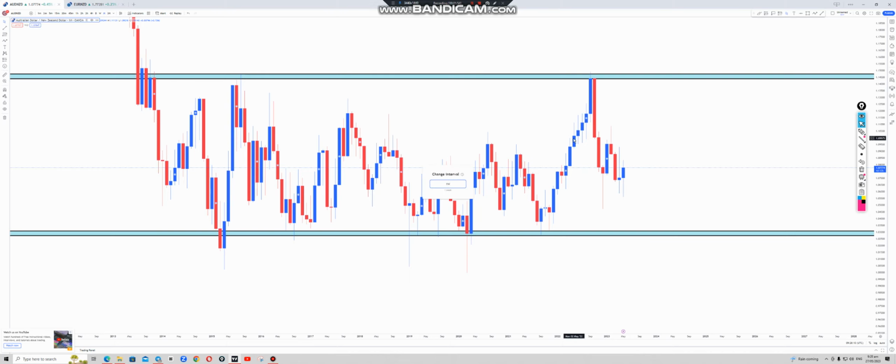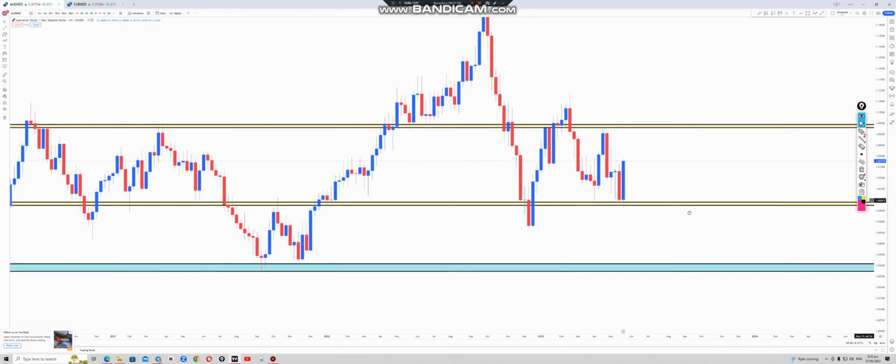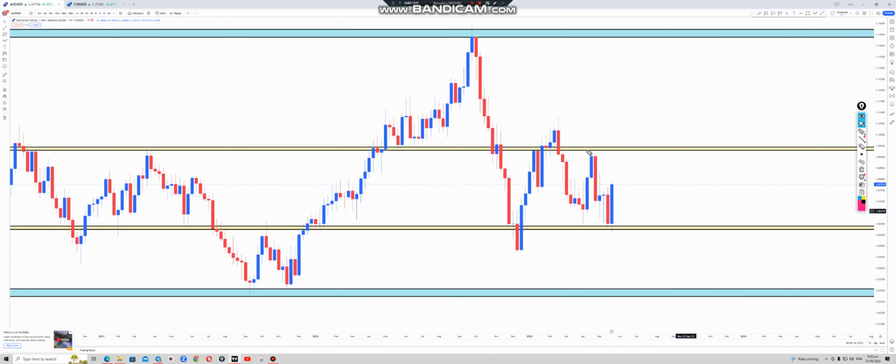So AUD NZD, let's go all the way to the weekly time frame for further look and further analysis as well. Alright, so this is AUD NZD on the weekly time frame. Now, AUD NZD on the weekly time frame, we have a weekly upper zone here and a weekly lower zone as well. Let's put meaning into what has happened over here on the weekly time frame.